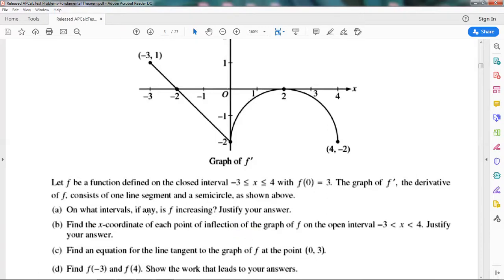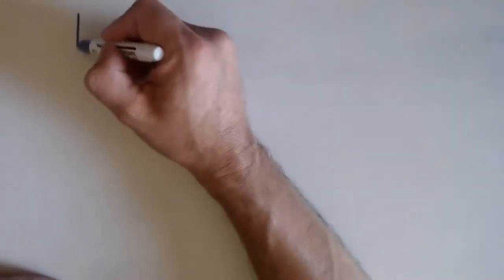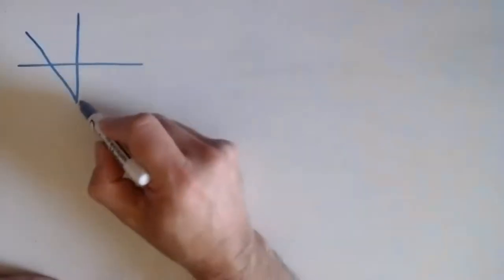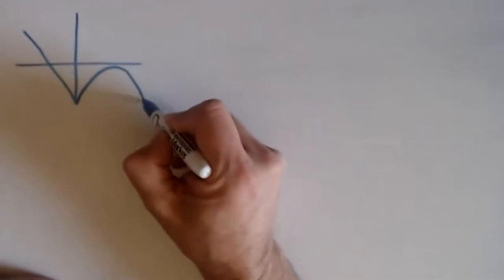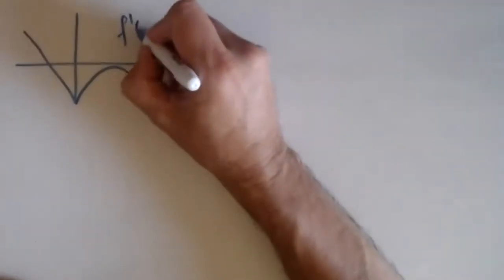First question: on what intervals, if any, is f increasing? Justify your answer, okay? So just take this one right here. And this is the point, correct? So let me just stop the sharing here and go to my board. Here is my board. So what you have here is a graph, very simple, a line and then a semicircle, something like this. Let's suppose that's a circle, correct? And this is f prime of x.